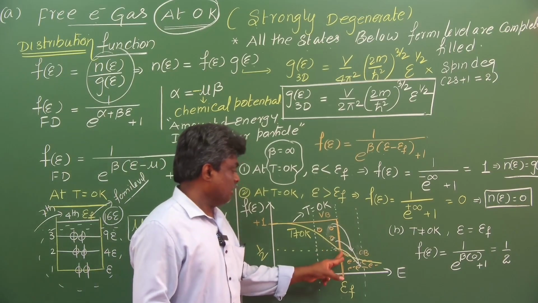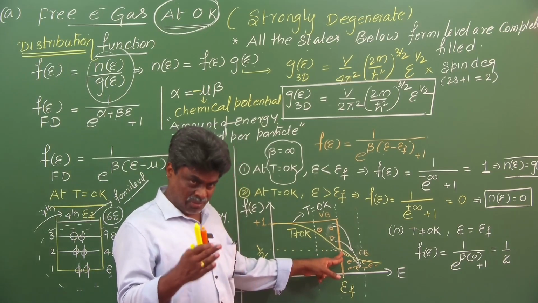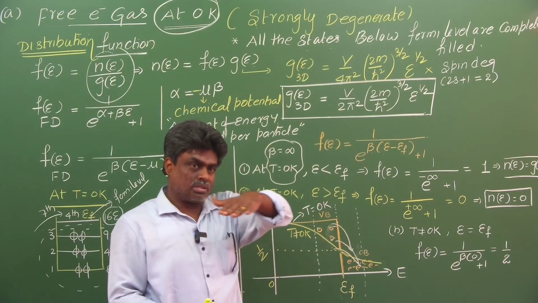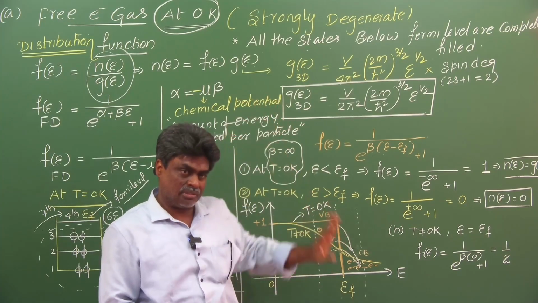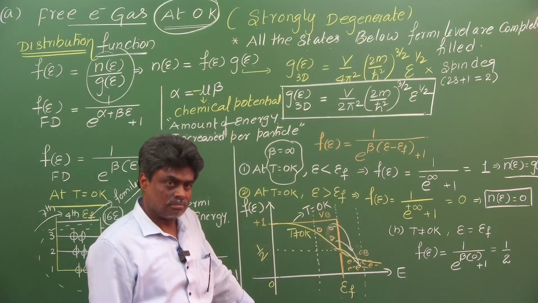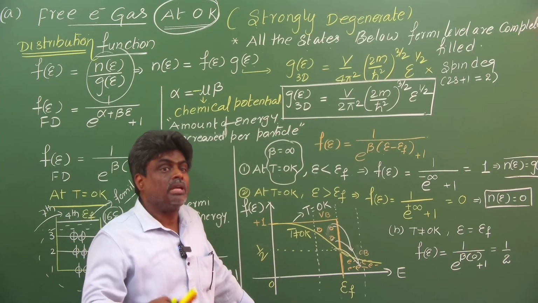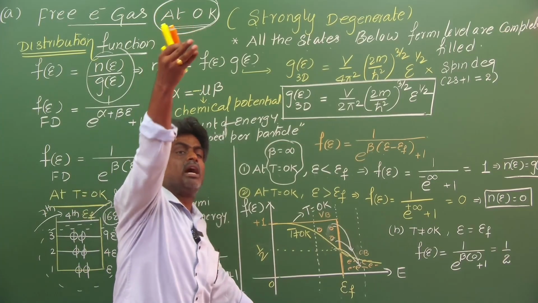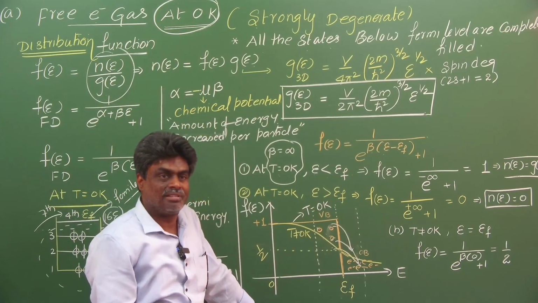At the Fermi level, the energy of the system is equal to the Fermi level energy. Then half of the states are filled and half are empty. When you increase the temperature, half of the electrons will go and occupy the higher levels beyond the Fermi level.